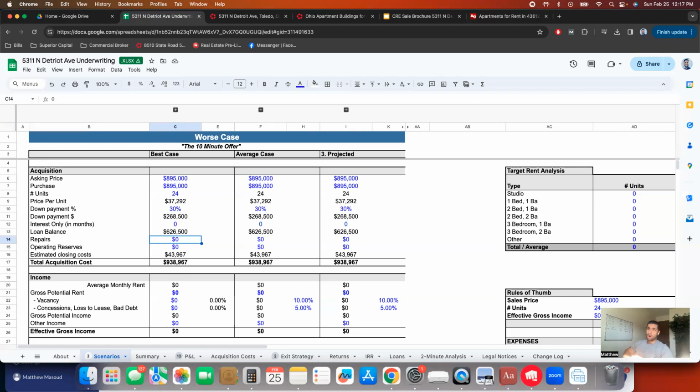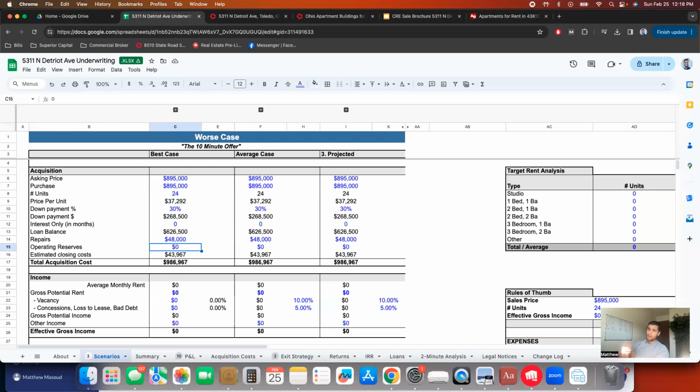Now, this is just a number I'm throwing out. This could be way off. This could be over, but I need to plug something into the calculator to start running my numbers. So I'm going to plug in $2,000 per unit, which would put us at $48,000 in repairs. Now, this number will change. We could go under contract, get a contractor out there, do our inspection, and it turns out we need $100,000 in repairs. So I'll go in and update the spreadsheet once we have more data.